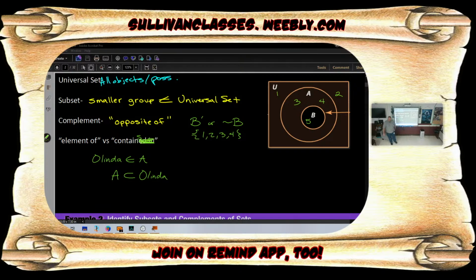Now, Olinda might have problems with that, like, no one contains me. But that's the symbol for it, okay? Element of is this big loop here with a line in it to make it look like a goofy E. Contains is that big loop by itself, so it kind of looks like a big stretched out C. Okay, they're just different symbols.